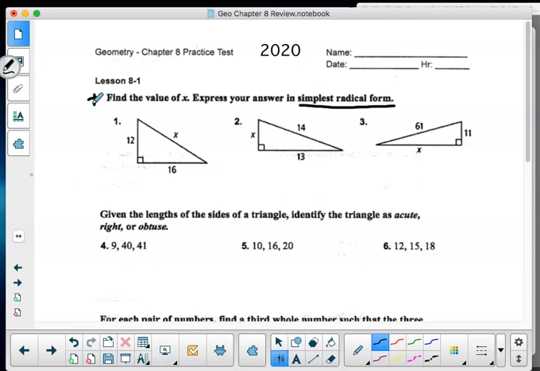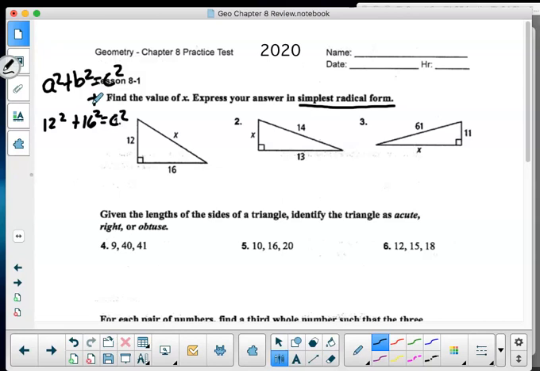So here, my first question is 12 squared plus 16 squared is equal to c squared. Remember, I'm using a squared plus b squared equals c squared. This is the Pythagorean theorem. It helps me find the third side when I have a right triangle and two other sides.